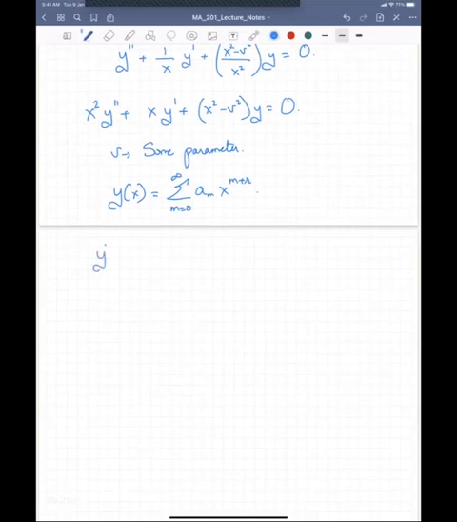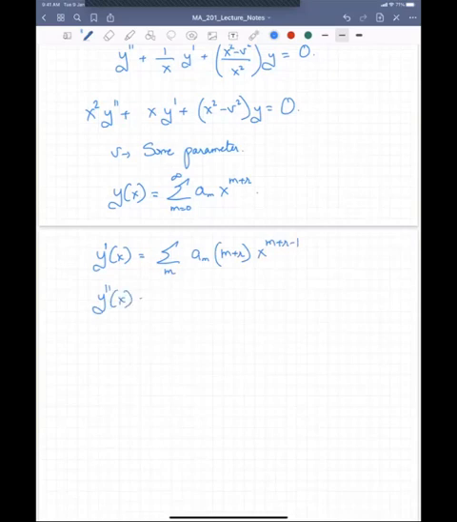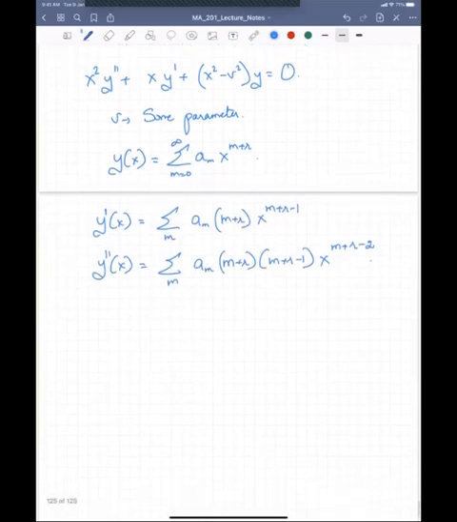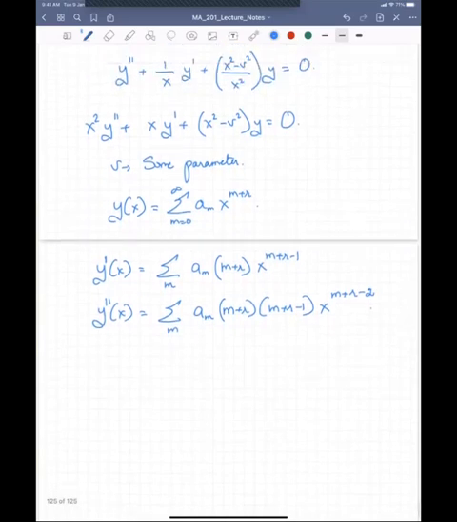So again, y prime is given by a_m (m plus r) x to the m plus r minus 1, the usual way. And the second derivative is (m plus r)(m plus r minus 1), and this brings down 2 powers of x. Okay. To substitute everything back in the original equation. So let's call this equation 1.